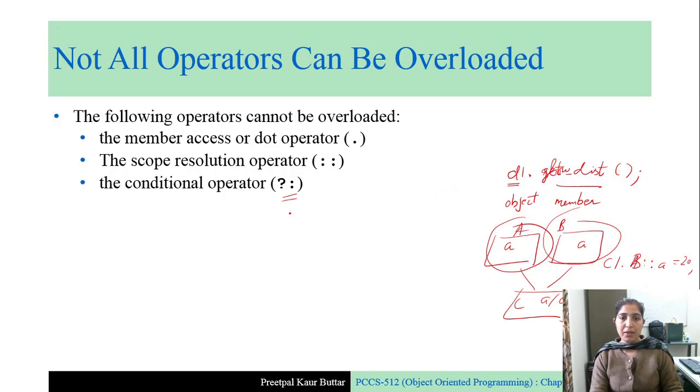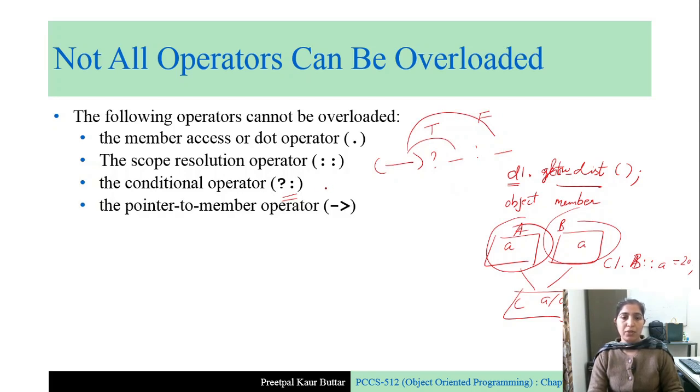And the conditional operator, which executes one of the statements depending on whether the condition is true or false. Okay, if it is true, then this statement will be executed. If it is false, this statement will be executed. This operator can also not be overloaded. The pointer to member operator, this is also used to access the members of a class, but not using the object, but using a pointer to an object.